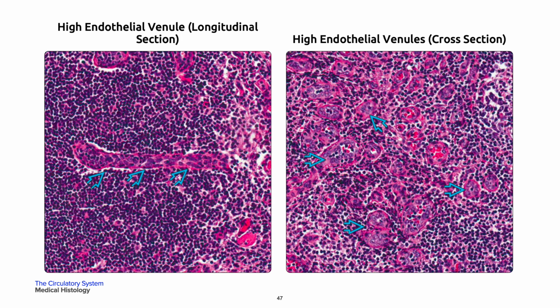On your right is the endothelial cells that are cuboidal rather than flattened within these high endothelial venules in a bold blue arrow in a lymph node. Small lymphocytes are seen filling the lumen and within the vessel walls.